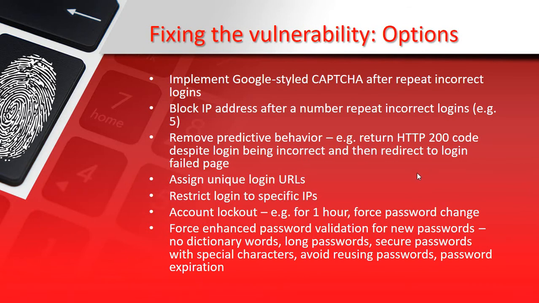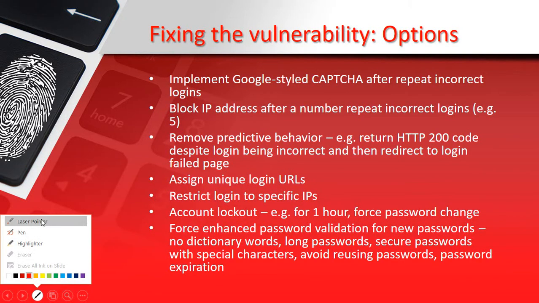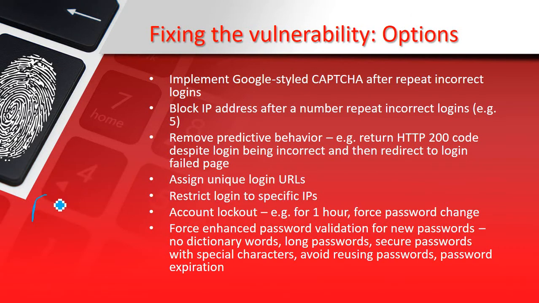We can remove predictive behavior. In the past, we had it say, let's just try and write this down for us, we had bad login shown as the error. We could say potentially good login, and that would really throw off anybody trying to look and understand the behavior of the application. We could assign unique login URLs, so they wouldn't be able to use gp/login as the post request, as it would be different for every user, and they wouldn't know, for instance, Steve's specific user login. We could restrict login to specific IPs.